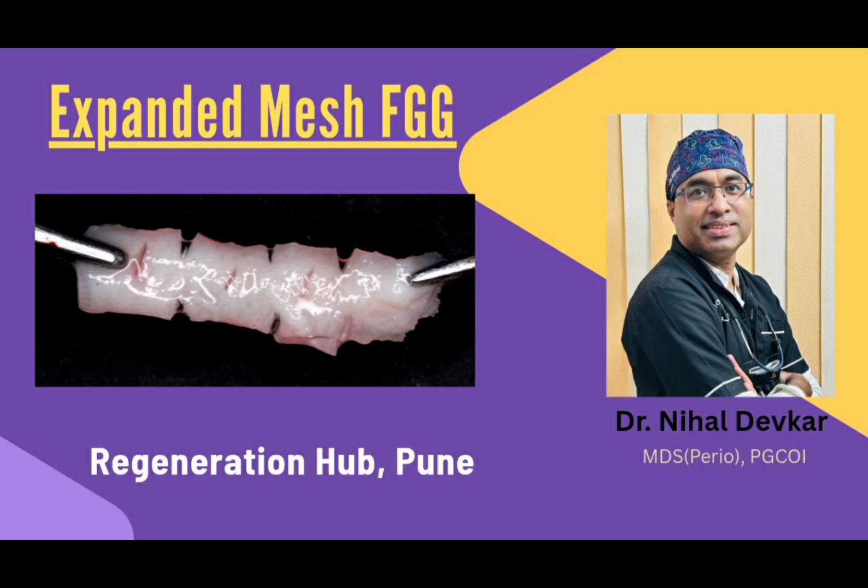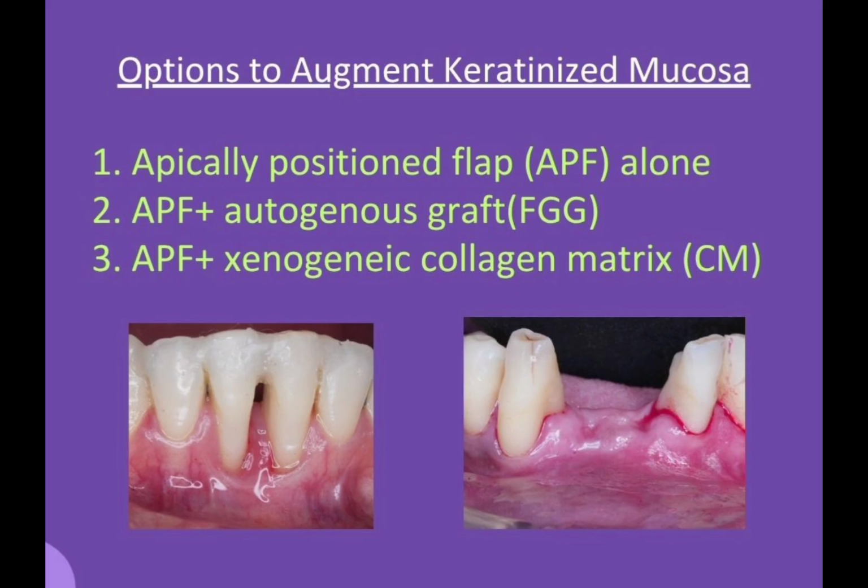There are a variety of options to augment keratinized tissue or keratinized mucosa around teeth and implants. Those options being an apically positioned flap, either done alone or along with free gingival autograft, or in combination with xenogenic collagen matrices available commercially. The long-term results have been shown to be better with free gingival graft.